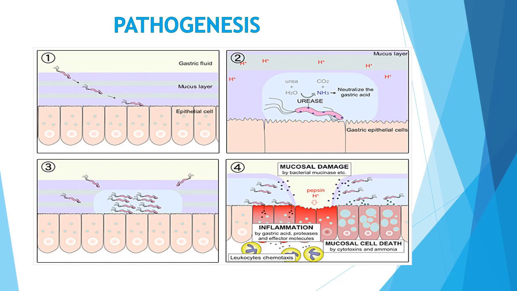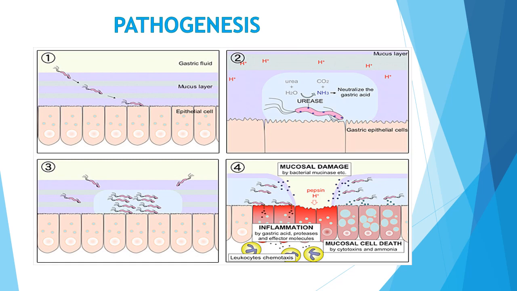Now we shall discuss the pathogenesis of Helicobacter pylori. In the first step, we could see the first layer is the gastric juice, followed by the second, the mucous layer, and then third, the epithelial cell lining of the stomach. With the help of the flagella, the Helicobacter pylori reaches towards the epithelial cell lining.